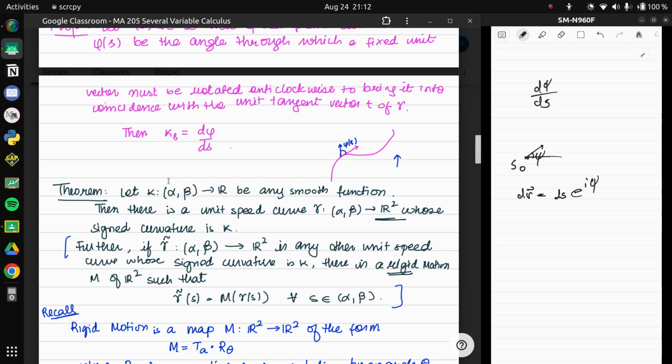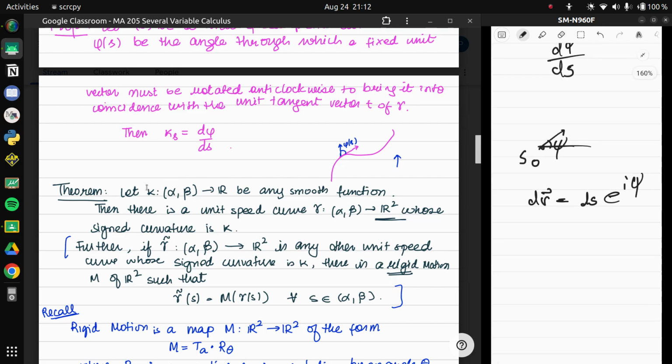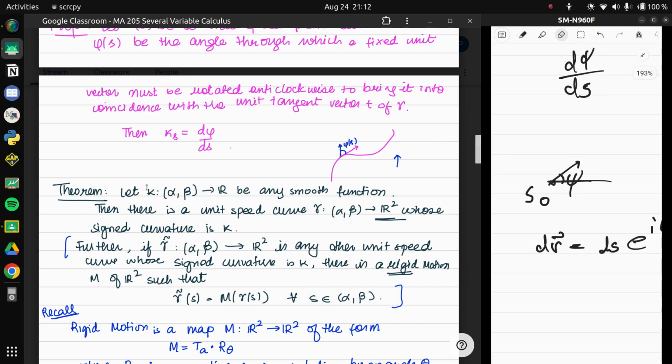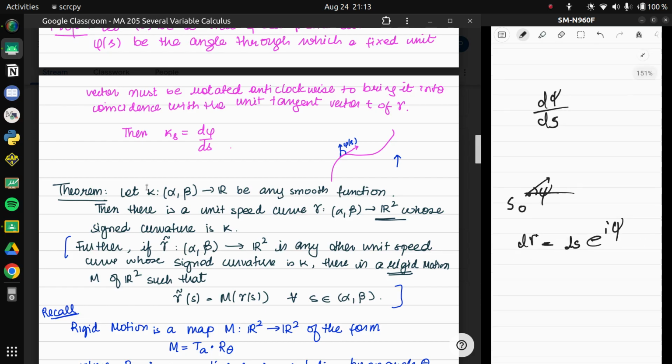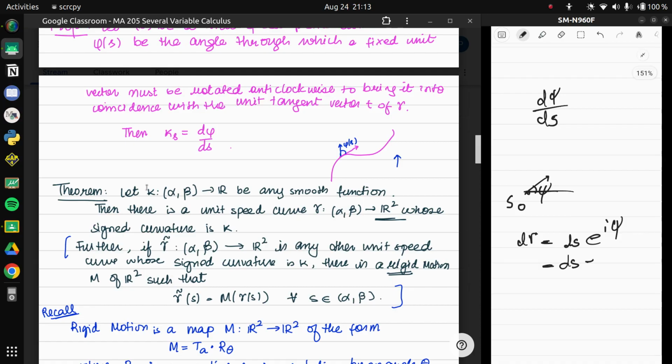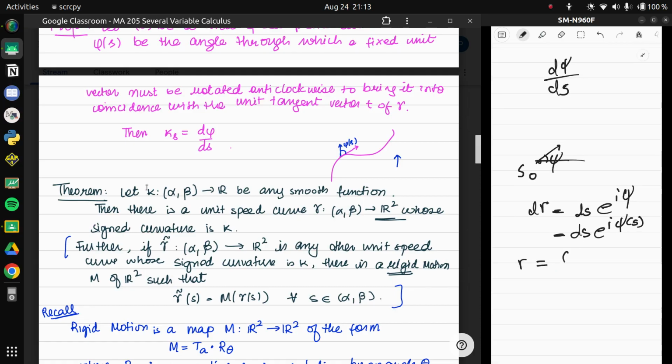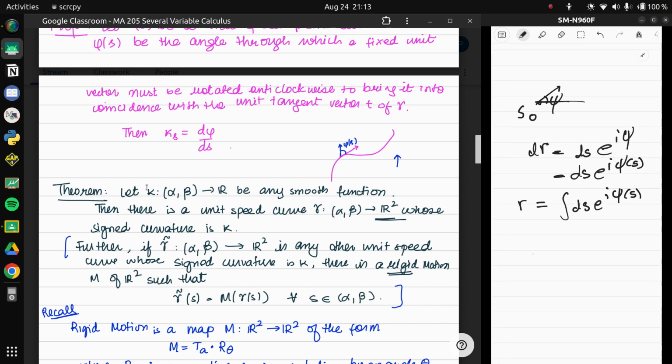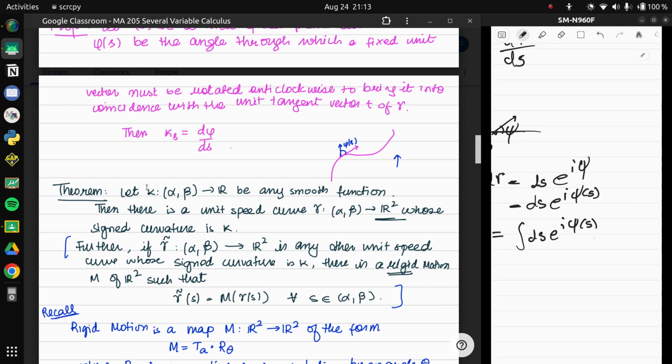I know, not a very nice idea for people who really like to stay consistent with their theories, but come on, complex numbers are cool. So dr is what I'm going to use directly. This quantity is ds e power i psi of s, and so r is just an integral of e power i psi of s ds.